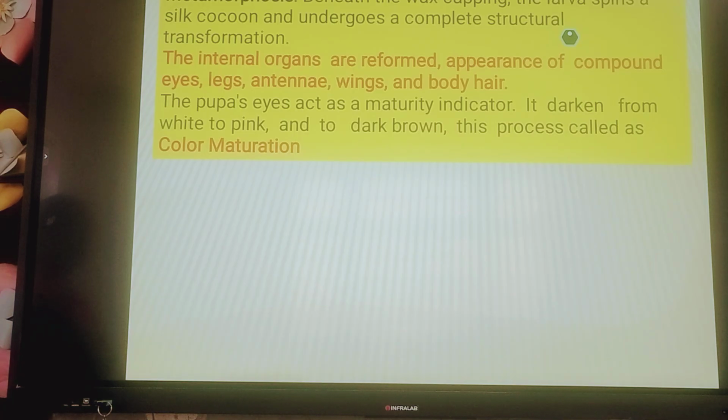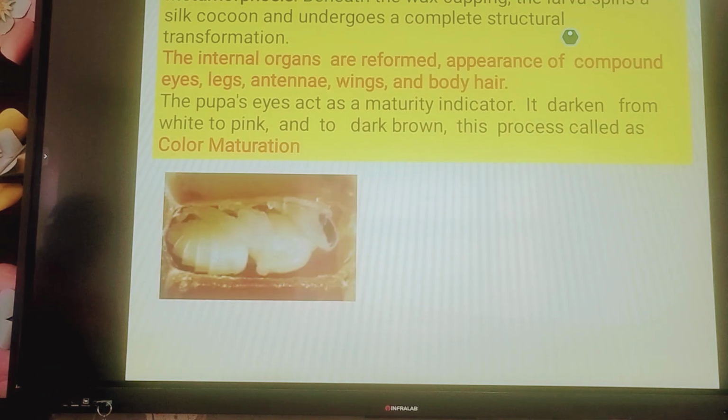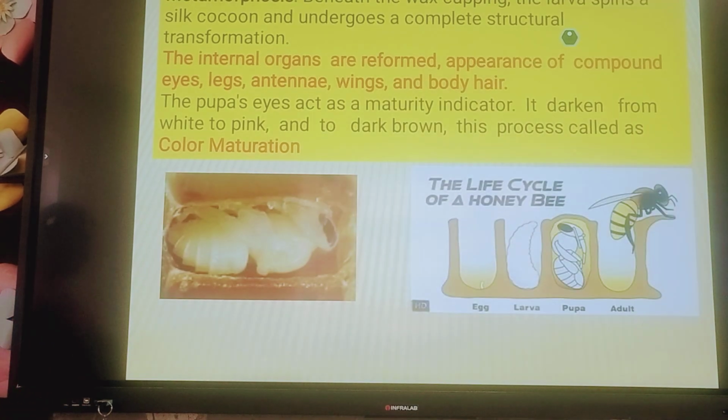All these structures appear. The pupa's eyes are an indicator of maturity, meaning these are going to become mature. They darken from white, then to pink, then to dark brown. This process is called color maturation. So color maturation takes place at the pupa stage, as well as the formation of internal organs. So this is the pupa, and you can see the egg, larva, pupa, adult, and how these undergo the different processes and grow.